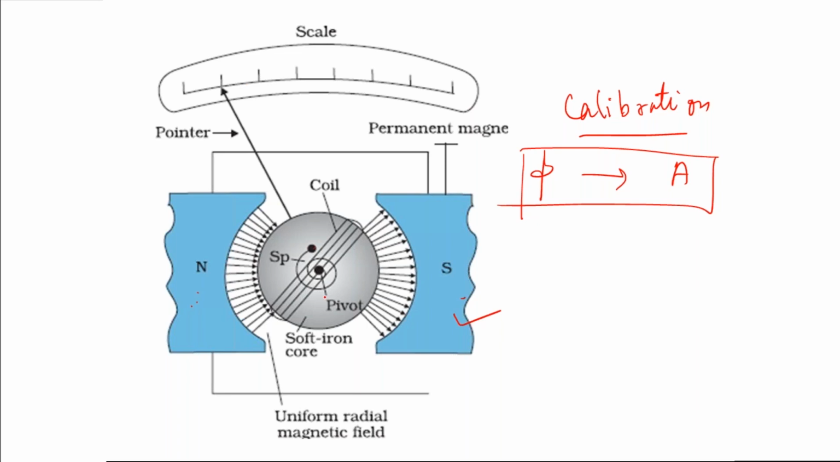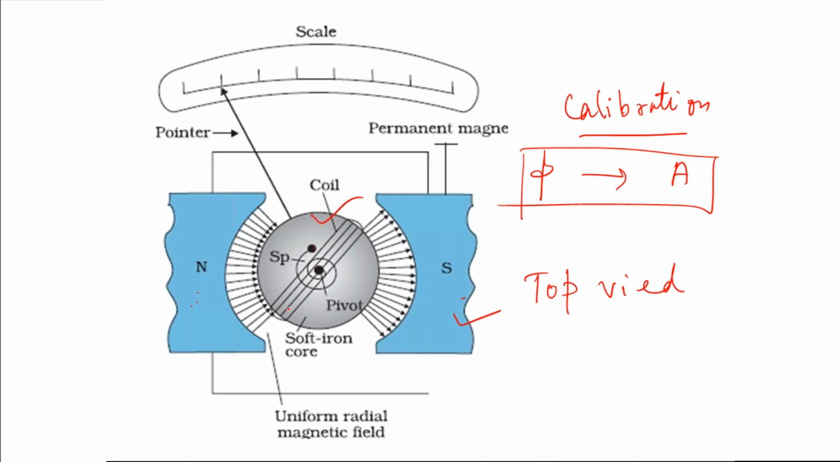So this view is actually a top view of the galvanometer. That's why it looks like this. You don't see the whole cylindrical shape of this core. You don't see the other end of the coil also. This is the top view, top to bottom. So that's why it looks like this.